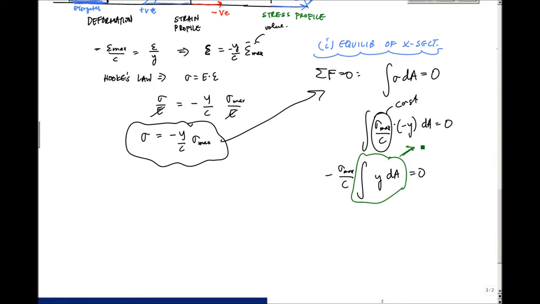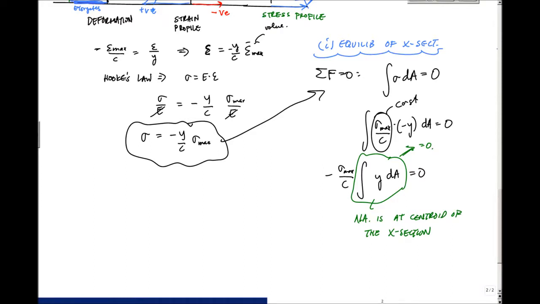This must equal 0. And the only way that this thing equals 0 is if the neutral axis is at the centroid of the cross section. This is the first moment of area, okay? This is that first moment of area.